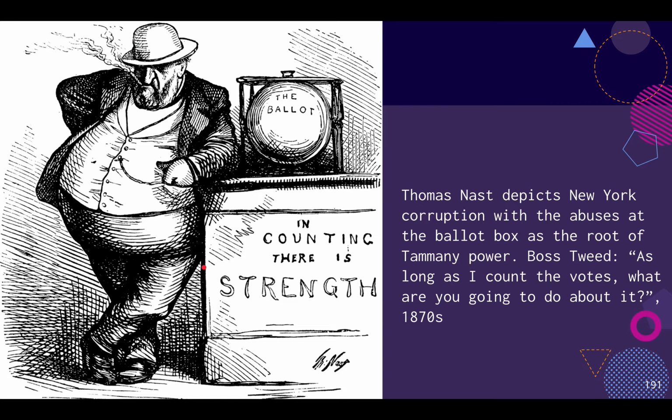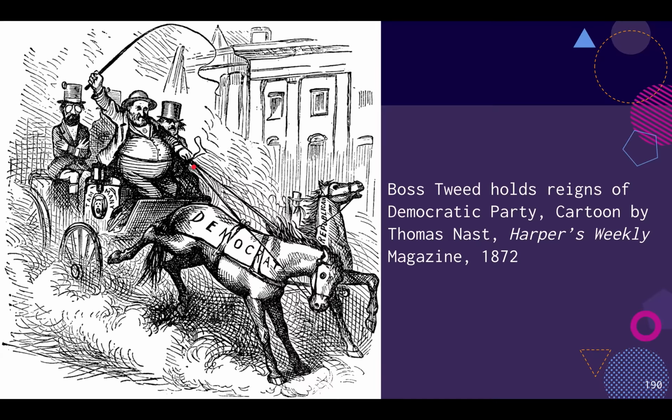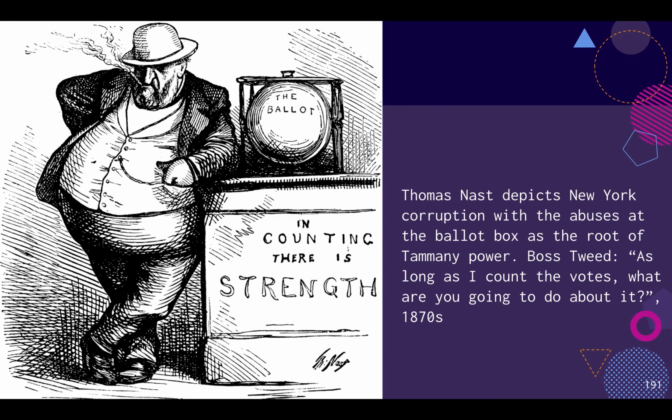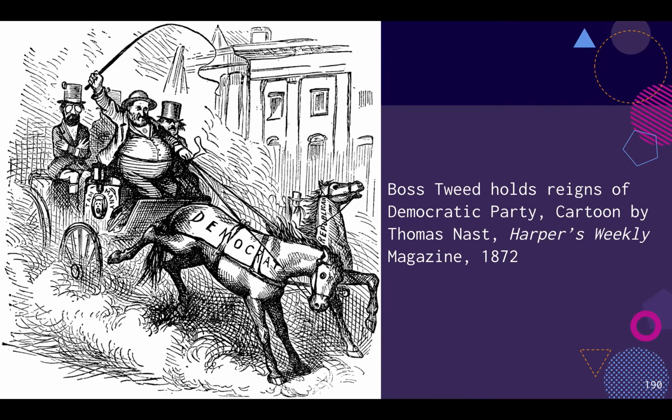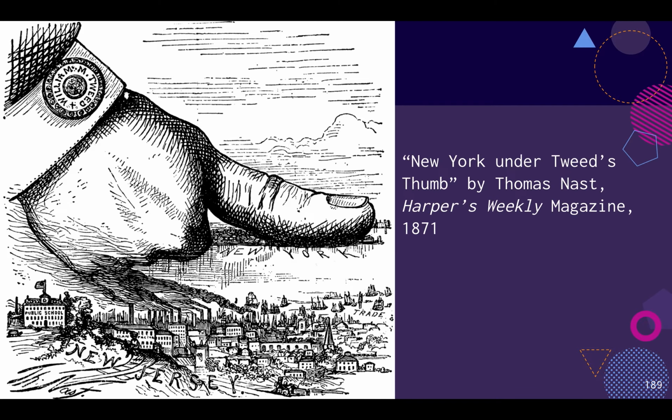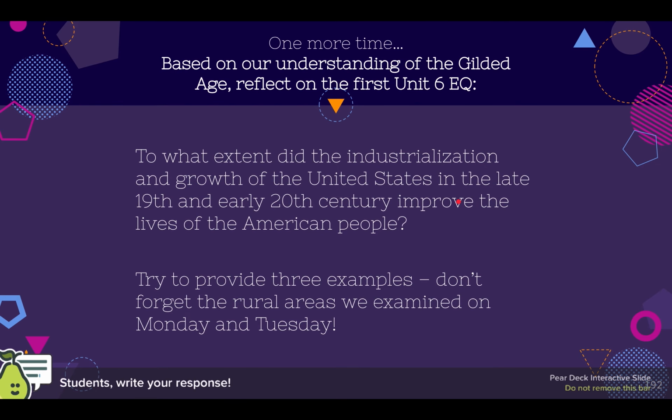The fact that they're portraying this figure as obese is showing him as full and corrupt with greed. And you see that he's leaning over this ballot box and it says, "In counting there is strength." So this massive influence over the vote ultimately is criticizing machine party politics. All three of these cartoons are very critical of these political machines in New York City. And Thomas Nast, the cartoonist, we've seen much of his work before, was a well-known Republican, a well-known critic of the Democratic Party at the time.